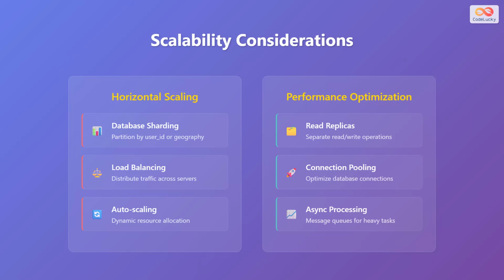For vertical scaling and performance optimization, we can use read replicas to separate read and write operations. We can use connection pooling to optimize database connections. We can use asynchronous processing with message queues for heavy tasks.